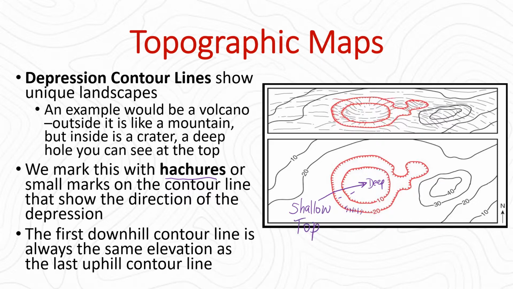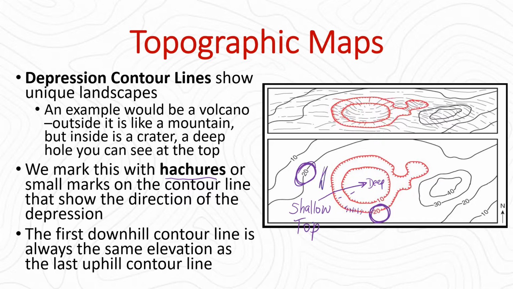The first downhill contour line is always going to be the same elevation as the last uphill contour line. So here, we have a normal contour line at 20, and this first depression one is also 20. You have to know where you're starting to know where you're going to end up. If I just started writing 10, you wouldn't know when you started to go into the hole.